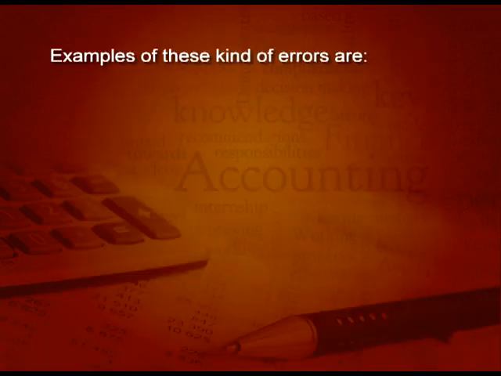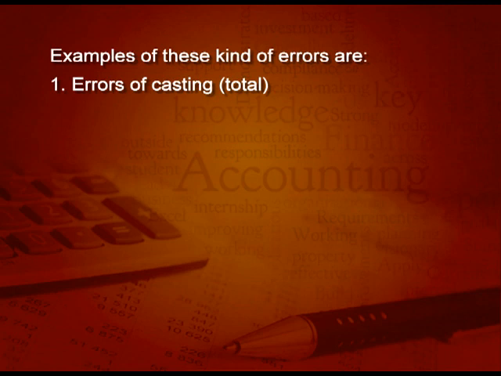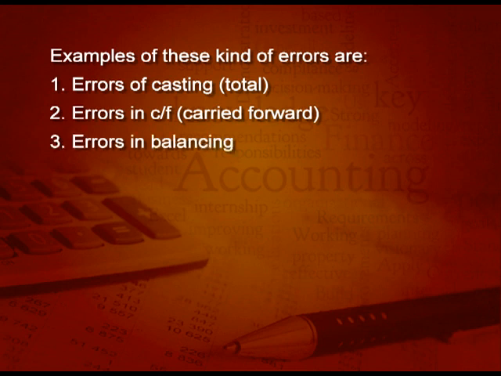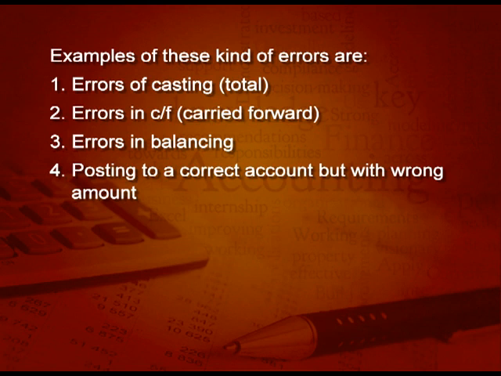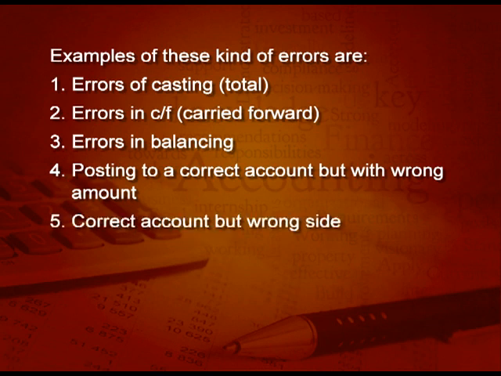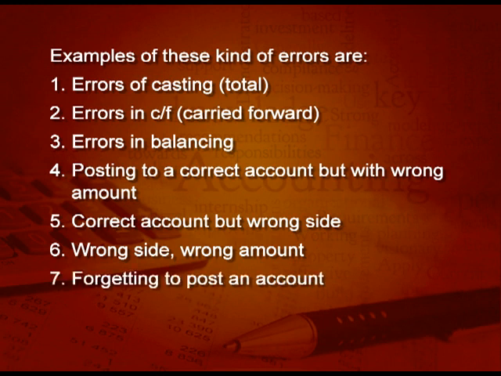Examples of these kinds of errors are: first, error of casting, that is totaling; errors in carry forward; next, errors in balancing; next, posting to a correct account but with wrong amount; next, correct account wrong side; next, wrong side wrong amount; and next, forgetting to post an account. All these errors will not allow the trial to tally, all of similar nature.